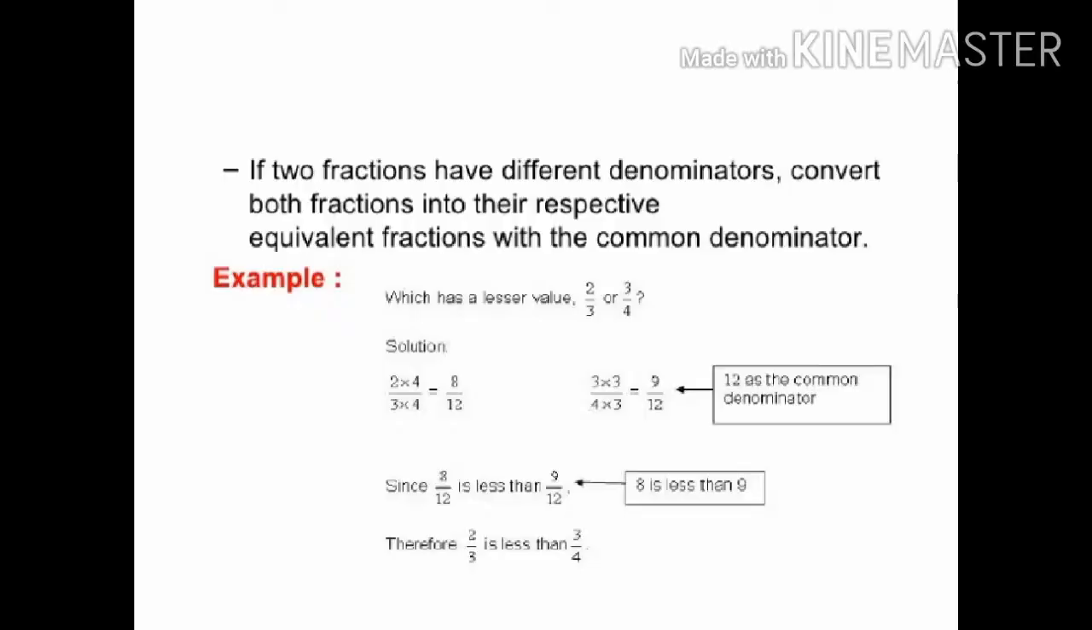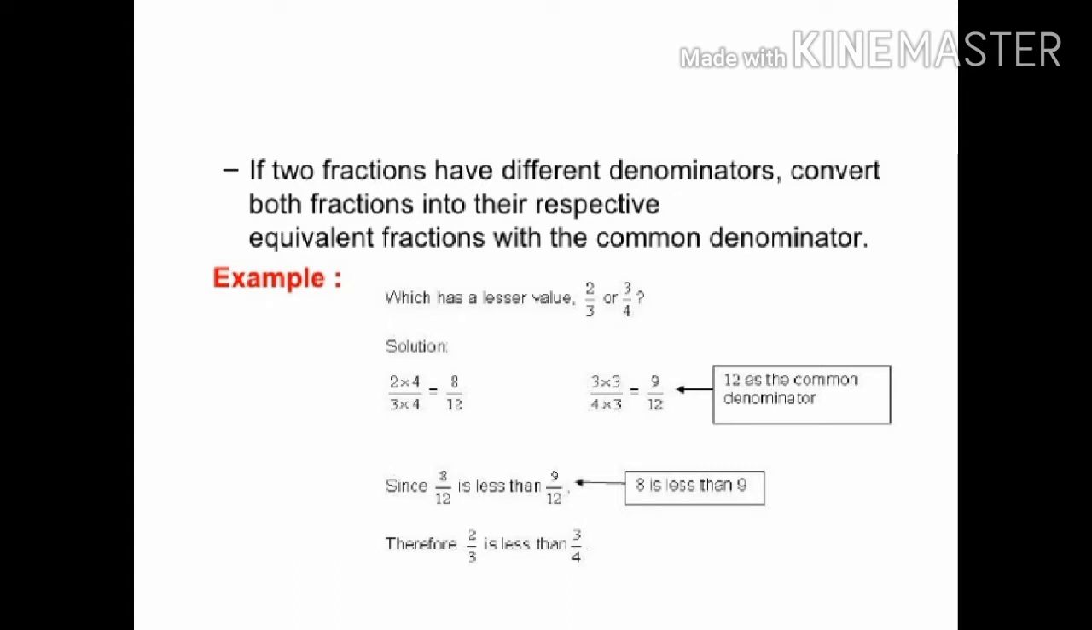Today we are going to discuss comparing fractions with different denominators, ordering fractions and simplification of fractions to the lowest term. Dear students, if two fractions have different denominators, convert both fractions into their respective equivalent fractions with the common denominator. Example, which has a lesser value, 2 by 3 or 3 by 4?